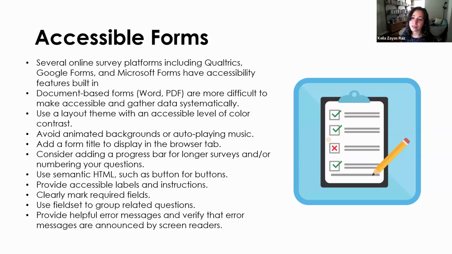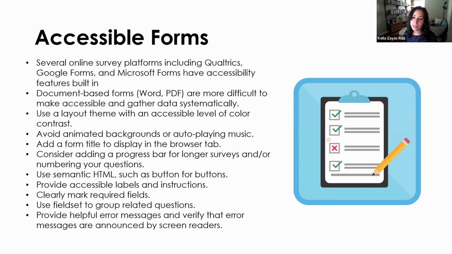Document-based forms, so forms you create in Word or in PDFs, are more difficult to make accessible and gather data systematically. In many cases, document forms can be moved to an online platform for efficiency and accessibility. So when creating forms, you want to use a layout or theme with an accessible level of color contrast, avoid animated backgrounds or auto-playing music, add a form title to display in the browser tab, consider adding a progress bar for longer surveys and or numbering your questions.